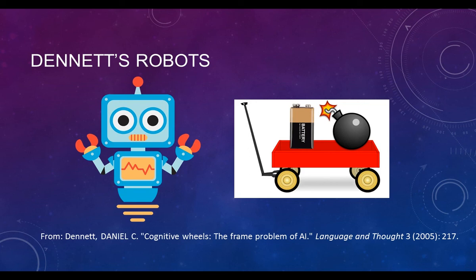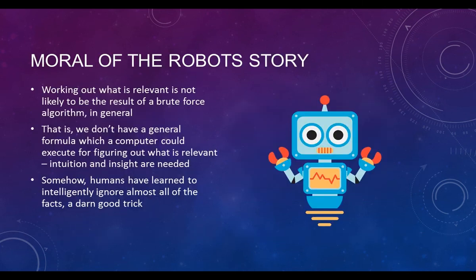Of all of the data available to you and all of the inferences that you could make from it, you intelligently ignore almost all of that. And somehow, without considering it, you home in on the relevant stuff. Somewhat, most of the time. We do a mixed bag of being able to do this, but we're the only things on the planet that can. So the moral of that story, just briefly, is that working out what is relevant is not likely to be the result of a brute force algorithm.